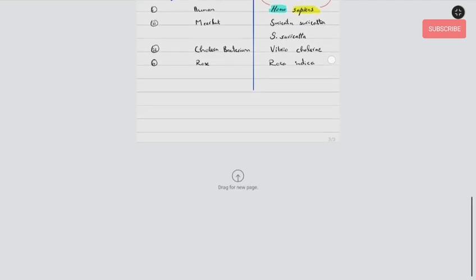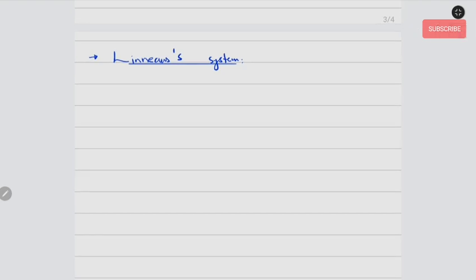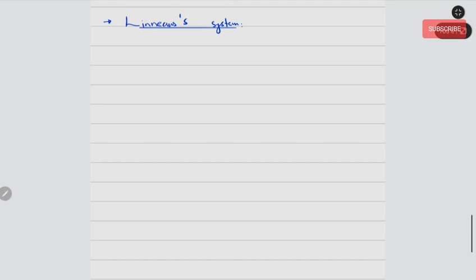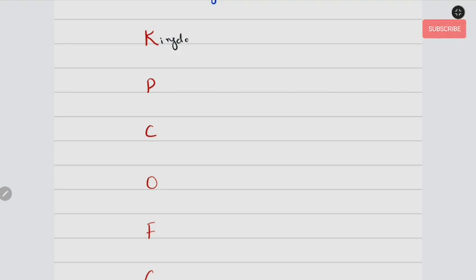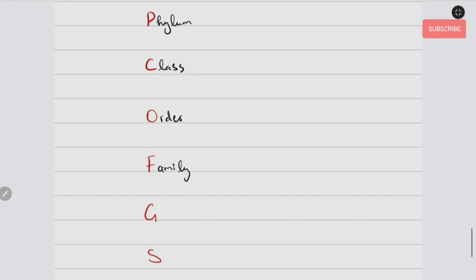So that's how you can write the scientific name of different organisms. Now let's talk about the different groups we have, from larger to smaller groups. This is basically the Linnaeus system, but it has been revised many times after that. The major groups are K, P, C, O, F, G, and S. K is for kingdom. Then we have phylum, class, order, family, genus, and species.